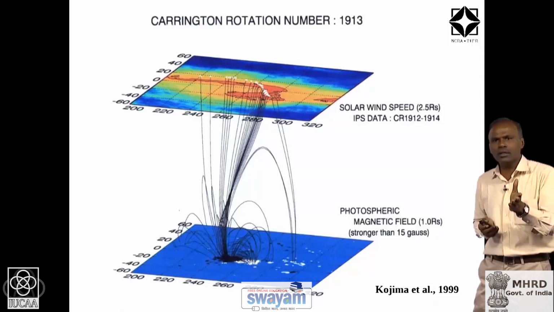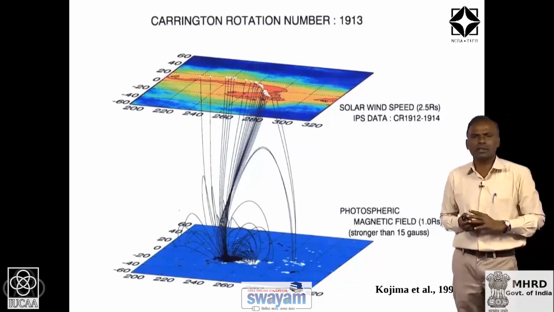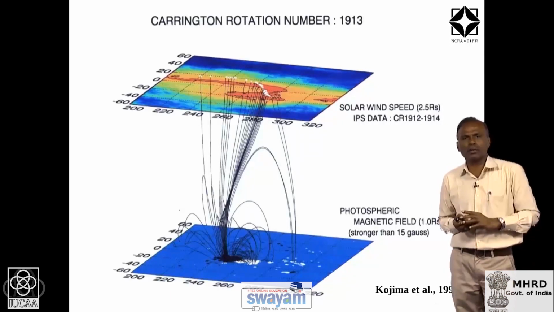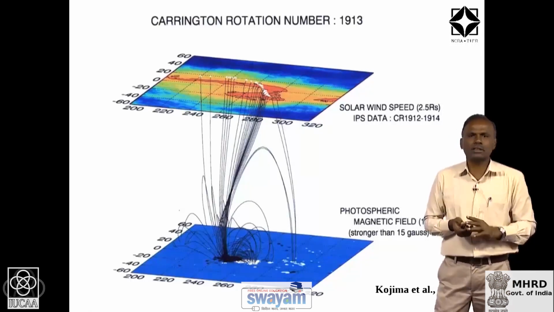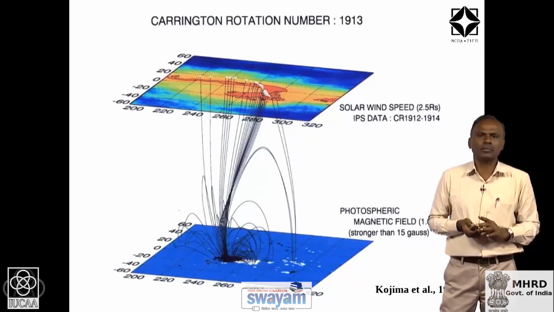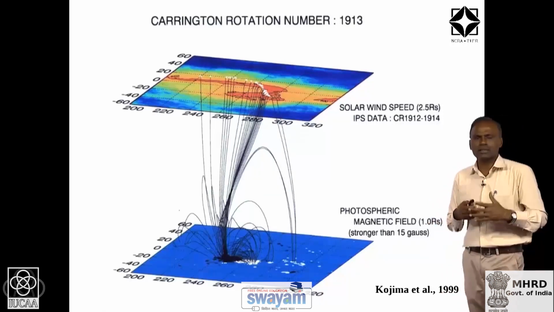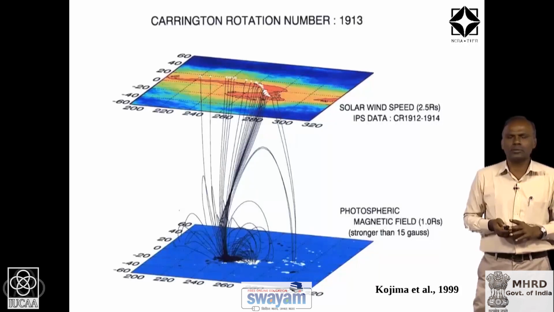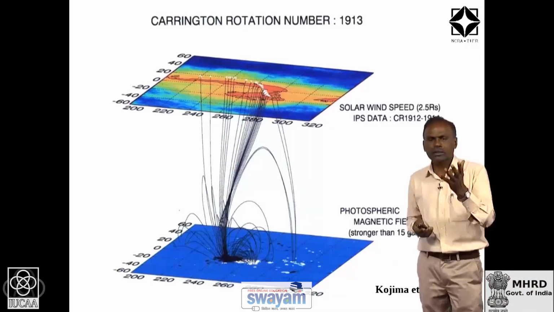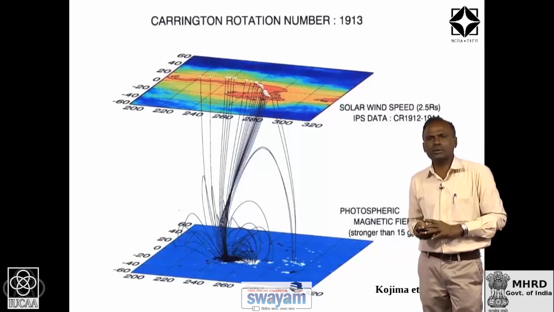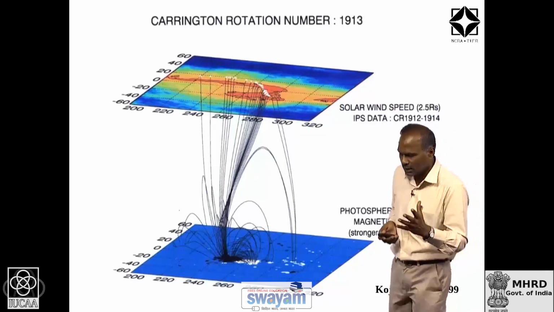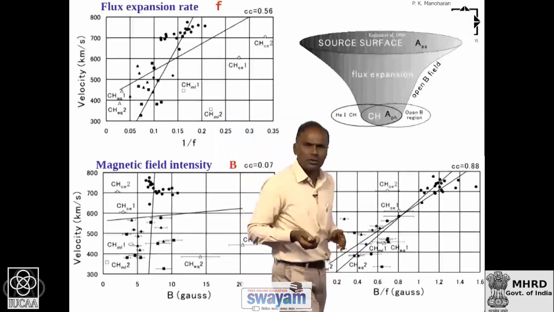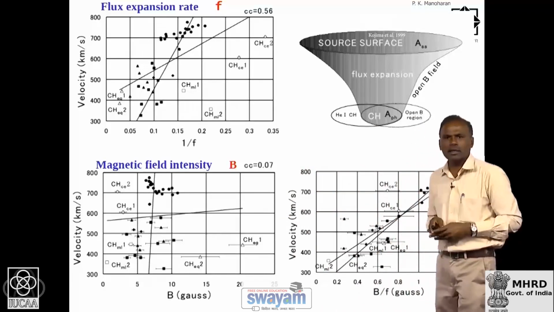So, the low speed wind originates close to or at the edge of the closed magnetic field region, where the expansion factor is very high actually. So, they lead to low speed wind. A couple of studies using interplanetary scintillation have given the origin of slow speed wind, which is linked to the expansion factor.